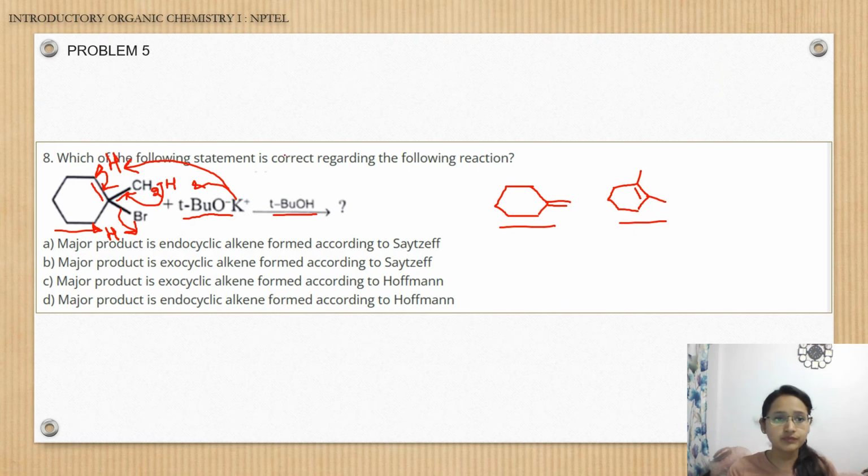Fair enough. Now you have to see whether the option is right or not. Just forget about the major and minor product, and we will talk about it later. Just focus on the Saytzeff and Hofmann rule, because I have told you about the Saytzeff rule, but I haven't told you about the Hofmann rule. So Saytzeff rule says that the more substituted alkene is favored. So now option A is suggesting that this endocyclic alkene is forming according to Saytzeff rule. Is it right? Yes, it is right, because according to Saytzeff rule, the more substituted alkene should form. So in option A, the endocyclic alkene is forming according to Saytzeff rule.